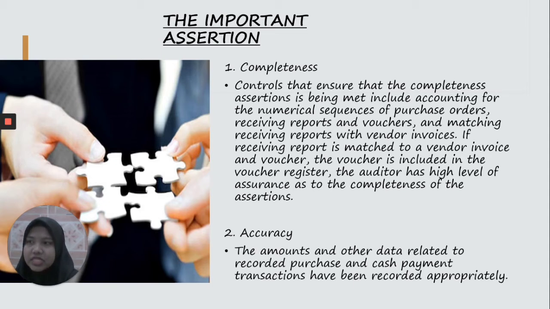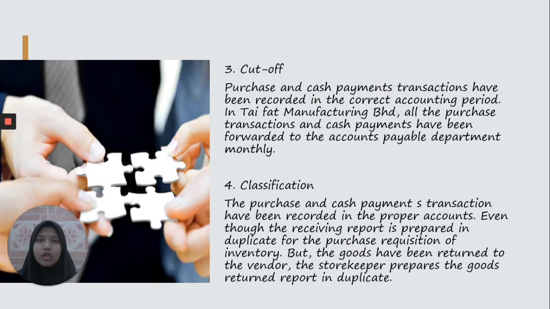Okay, next is accuracy. The amounts and other data related to recorded purchase and cash payment transactions have been recorded appropriately. I believe in this company, Thai Manufacturing Berhad has already recorded the transactions appropriately. So next is cut-off. The purchase transactions and cash payments have been forwarded to the accounts payable department monthly. Next is classification.